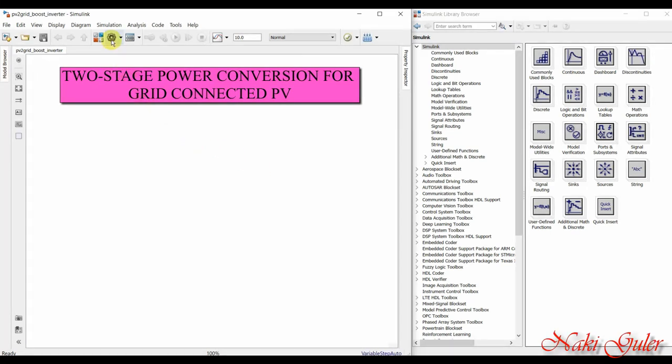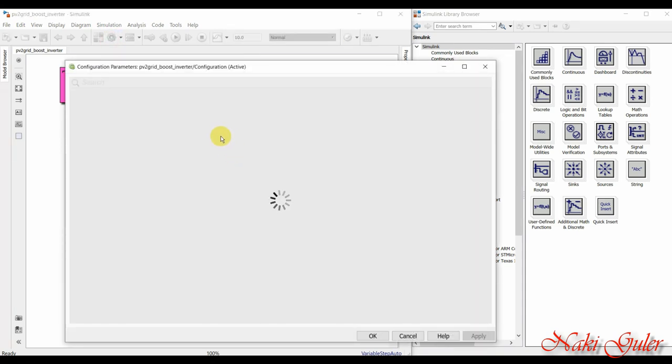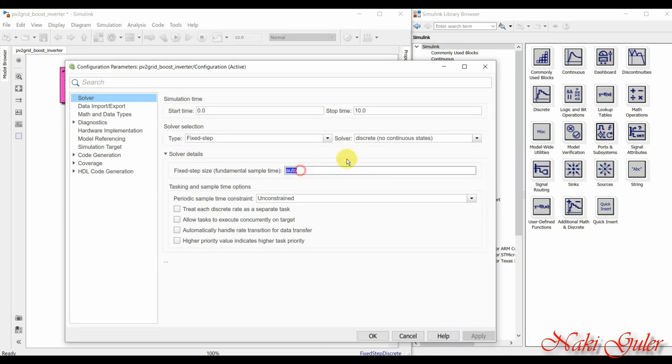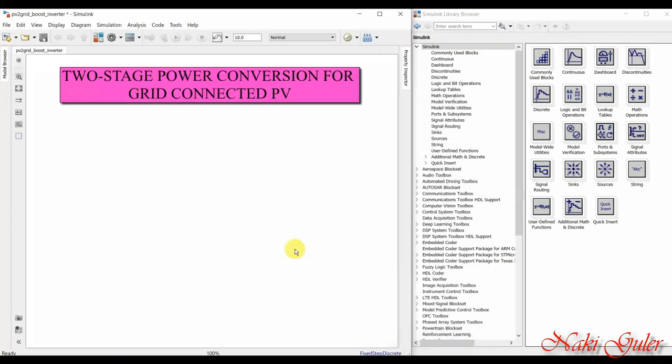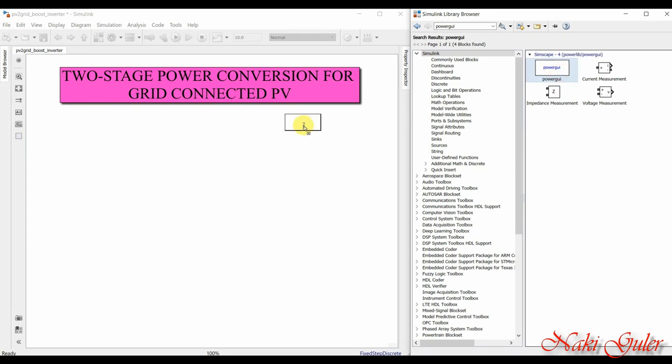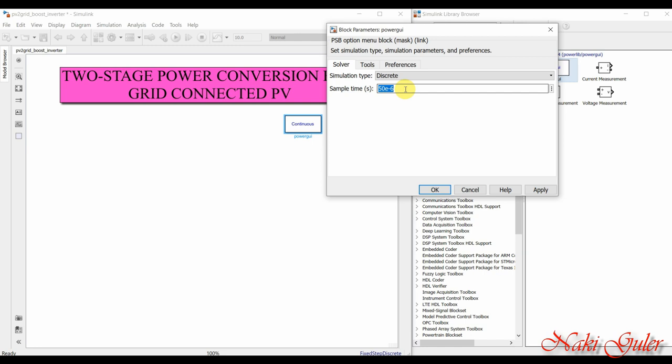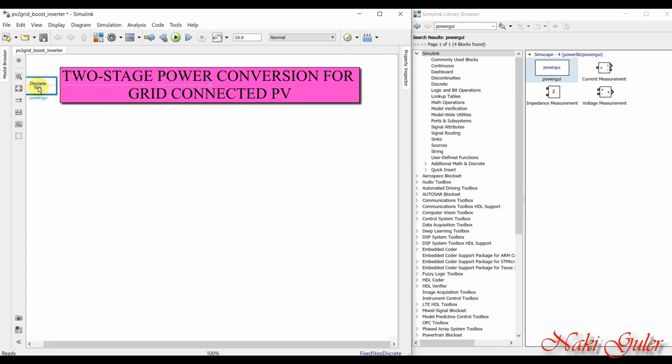First I would like to change the settings of the simulation file: fixed step and discrete. Here I want to use a variable, TS, for the sampling time, and we need a powergui block. Okay, we should use the same parameter, TS.